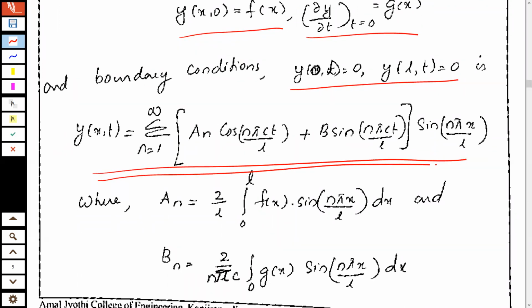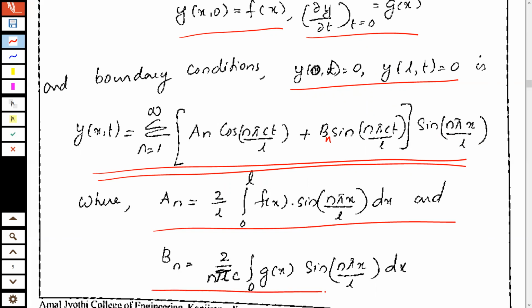That is what we have written over here, the most general solution of the wave equation with the initial conditions y of x, 0 equal to f of x, dou y by dou t at t equal to 0 equal to g of x, and the boundary conditions y of 0, t equal to y of L, t equal to 0, is given by y of x, t is equal to sigma an cos n pi ct by L plus bn sin n pi ct by L into sin n pi x by L, where an is calculated by 2 by L into integral 0 to L f of x into sin n pi x by L dx, and bn is calculated by the formula 2 by n pi c into integral 0 to L g of x into sin n pi x by L dx.